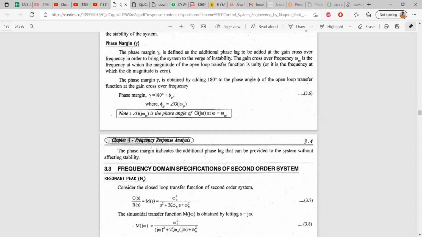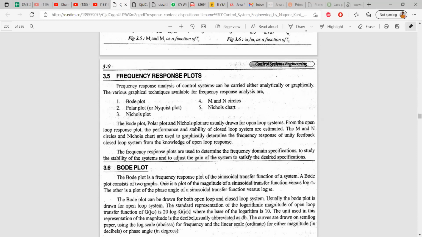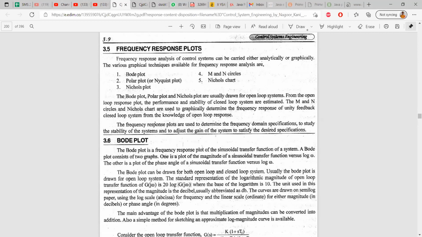Okay. Then coming to the plots, the types of plots we have for frequency response are Bode, polar or Nyquist plot. In our syllabus we have only these two. We don't have the other plots in our syllabus. So we'll discuss these two in the upcoming week. Okay, now it's time to start the Bode plot.